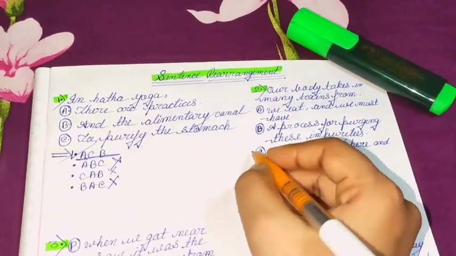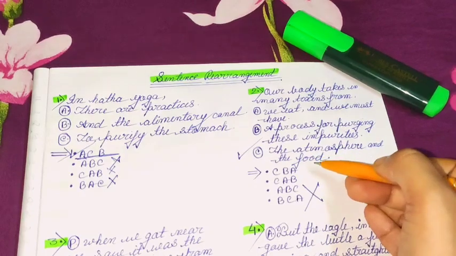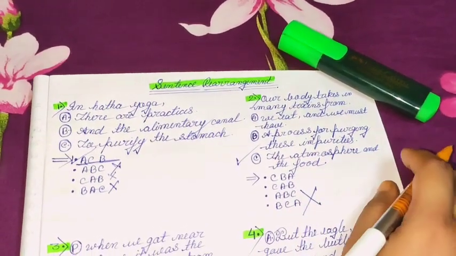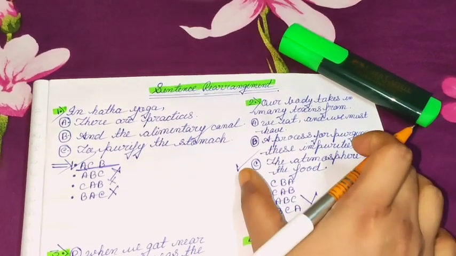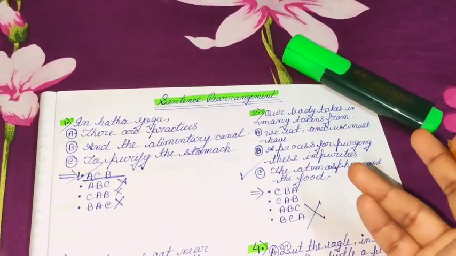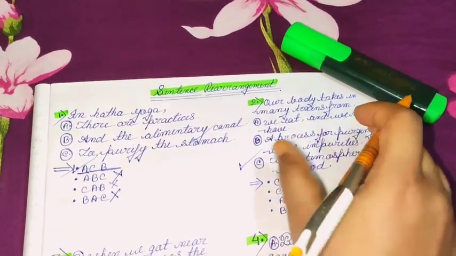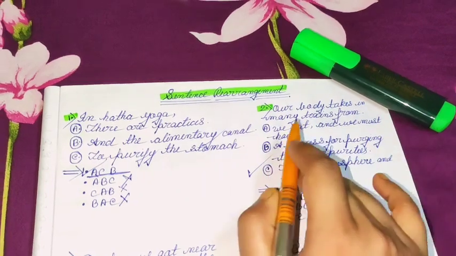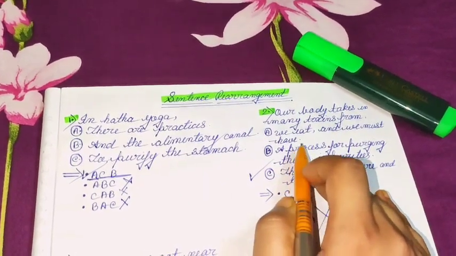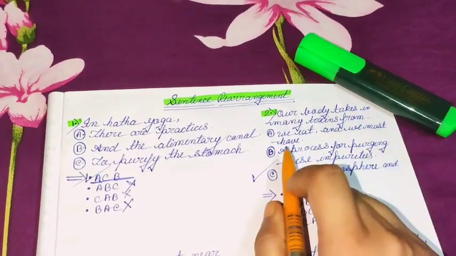Let's check it out. So we have got C already. Then the atmosphere and the food. So we have got already the atmosphere and the food. Okay. Now you have to find out which one will go with it by assuming. So if I say like the atmosphere and the food, what we do with food, we eat. But which sentence is giving you this thing? This first sentence, we eat and we must have. So after C, we can write A option, we eat and we must have.